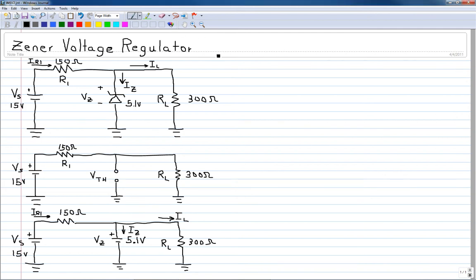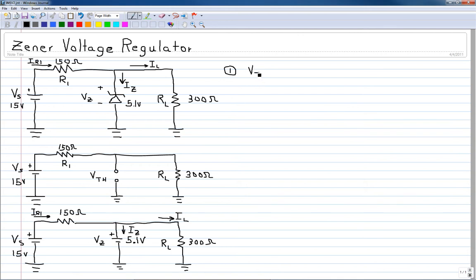In this video, we want to analyze a Zener voltage regulator circuit. The first step is to determine if the Zener is operating in the Zener range. To determine that, we first remove the Zener and replace it with an open circuit and determine the Thevenin's equivalent voltage across the Zener. In the second circuit, we can see that the voltage across the open circuit is the same as the voltage across R sub L, which would be the Thevenin's equivalent voltage.